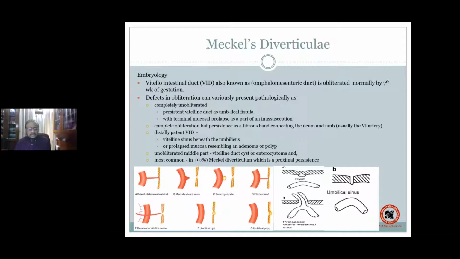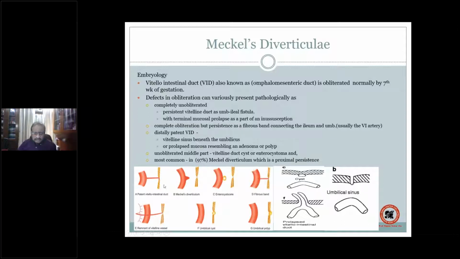If you look at the embryology of the Meckel's diverticulum, the vitellointestinal duct, also known as the omphalomesenteric duct, is obliterated normally by the 7th week of gestation. There could be defects of obliteration, and they can variously present in a pathological form either as a complete unobliteration, like here, where you have a patent vitelline duct as an umbilical ileal fistula from the ileum to the umbilicus, or with a terminal mucosal prolapse as part of an intussusception.